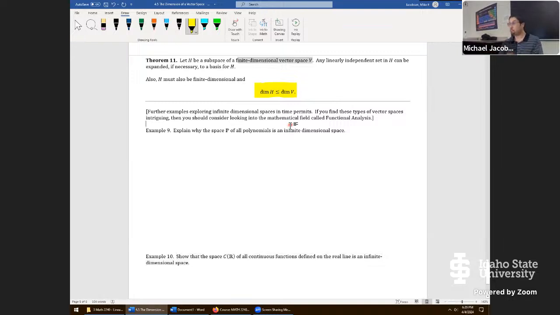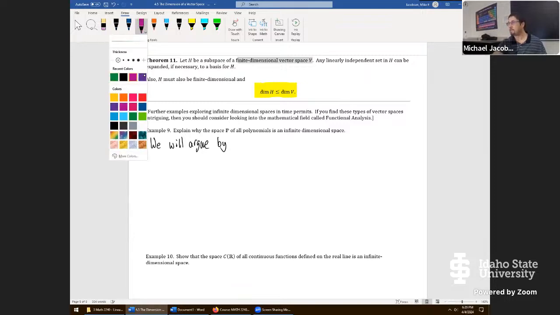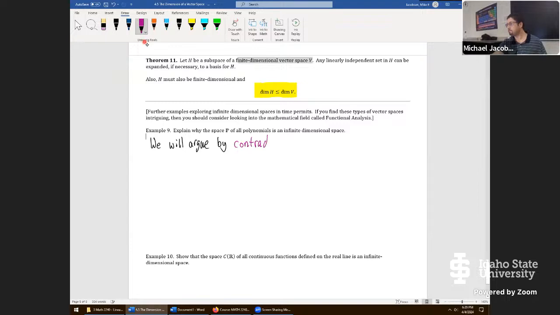Let's put all those together. The hard work on this one is we have to establish P is really infinite dimensional as a vector space. Here's a weird way to argue. We will argue by contradiction. Sometimes this is called a proof by contradiction. And it's always kind of a weird technique.